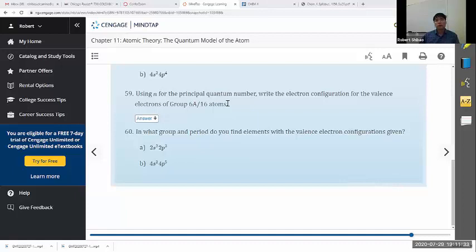Using n for the principal quantum number, write the electron configuration for the valence electrons of group 6A, 16. Well, group 6 has 6 valence electrons. And so all of them are going to have this kind of electron configuration. We just change the n. We ignore the d's if they're d's because the d's are going to be filled in that case. And so it's going to be ns2, np4. That's going to give us a total of 6. There could be a d, the d's would be n minus 1.